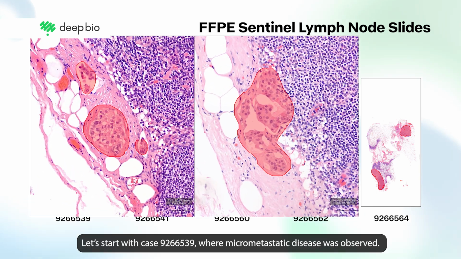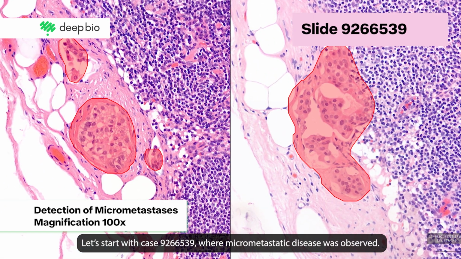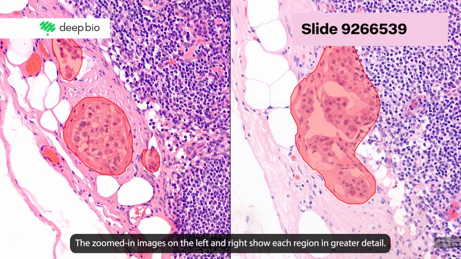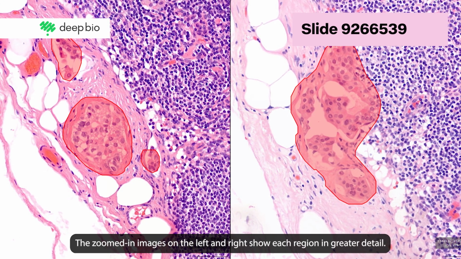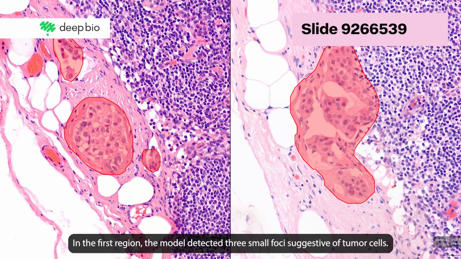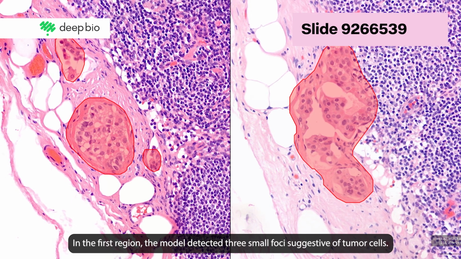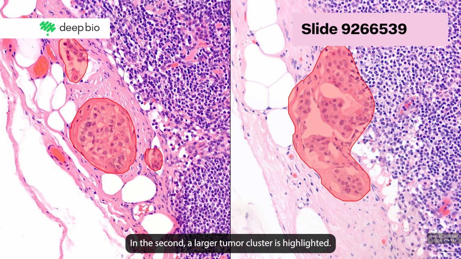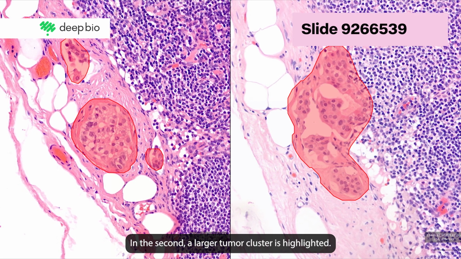Let's start with case 9266539, where micrometastatic disease was observed. The zoomed-in images on the left and right show each region in greater detail. In the first region, the model detected 3 small foci suggestive of tumor cells. In the second, a larger tumor cluster is highlighted.